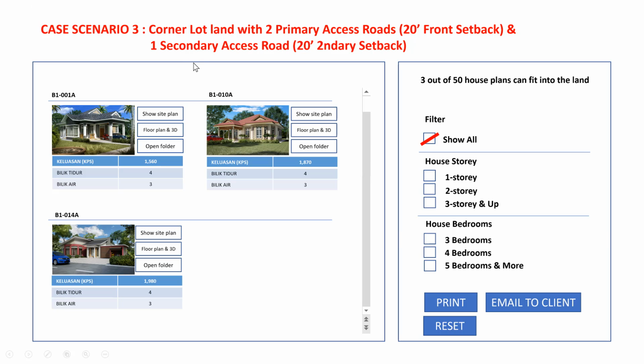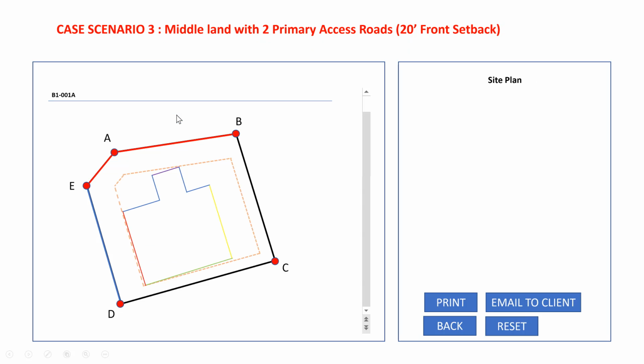Okay, if you see here, there is a show site plan button, and I have a floor plan and 3D button as well as an open folder button. I'll show what that means. If I click the show site plan button here, this will show a picture of this plan and how it fits inside the boundary. Okay, like this. The other plans probably have different kinds of floor plan outlines. So this is for this plan.